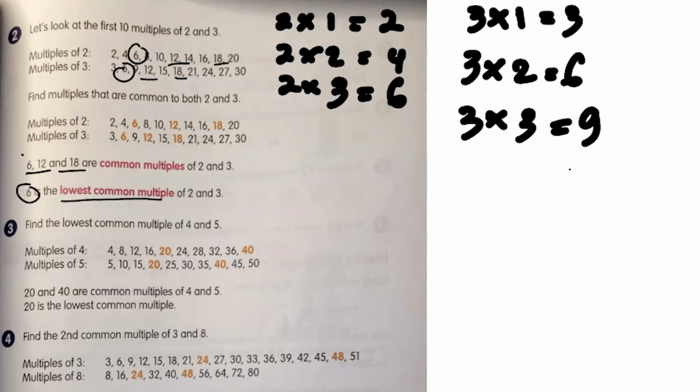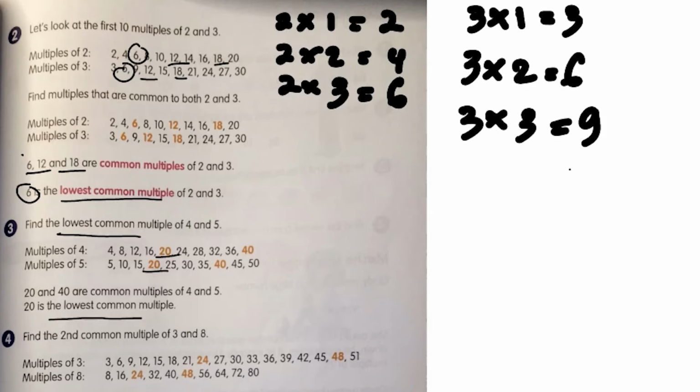Now number 3. Find the lowest common multiple of 4 and 5. Okay, these are multiples of 4 and 5. This is 4, 8, 12, 16, and 20. So the first common is 20. Okay, so 20 is the lowest common multiple.